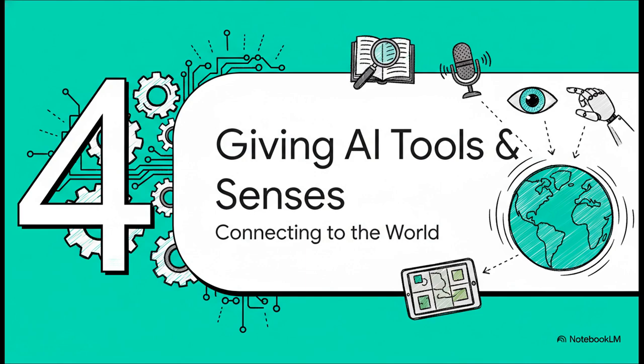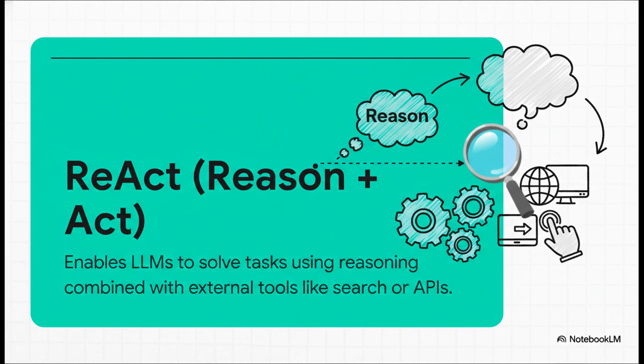But what if the answer isn't in its training data? What if it needs to find new information? Well, the next step is to give the AI tools and senses so it can connect to the real world. And we do this with a framework called ReAct, which, as you can probably guess, stands for Reason and Act.